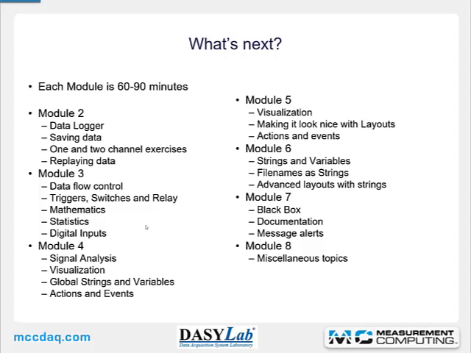So that's the introduction. The next step is to jump in and start doing some hands-on exercises. Each module is going to run 60 to 90 minutes. In Module 2, we're going to talk about doing a data logger, saving data, doing one channel with scaling, adding a second channel, and then replaying some of the data that you saved. Module 3 will start to introduce controlling the data flow using triggers, switches, and the relay module. And we'll also do some straightforward mathematics and statistics to introduce you to those functions.